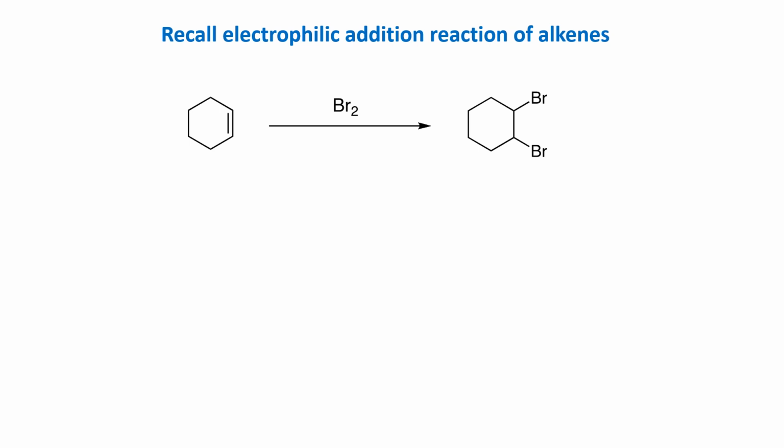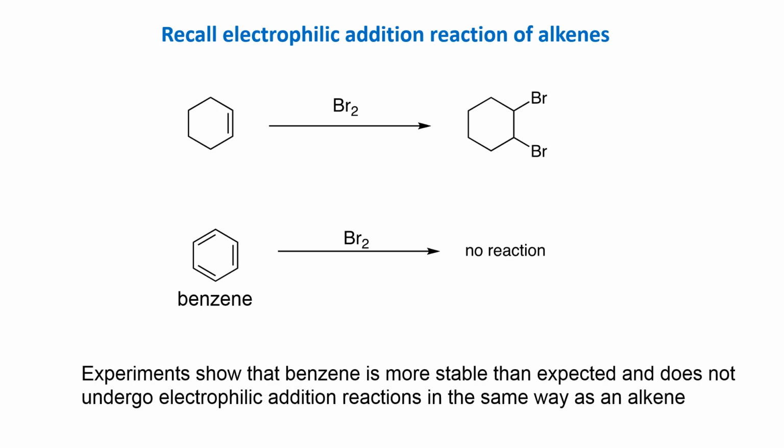You might then expect that a molecule like benzene, which we draw containing 3 alkenes or double bonds, would react with bromine in the same way. But experiments show us that benzene doesn't react with bromine. We get no reaction when we mix benzene with bromine without a catalyst. Benzene doesn't react as expected. It's much more stable than we think it should be. And it doesn't react in electrophilic addition reactions in the same way as an alkene.